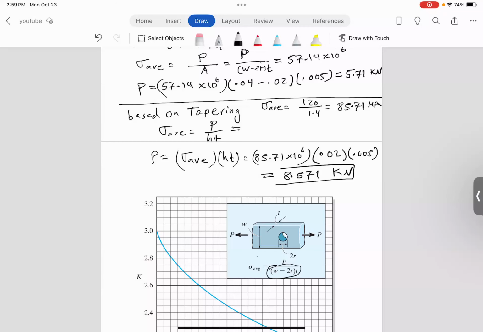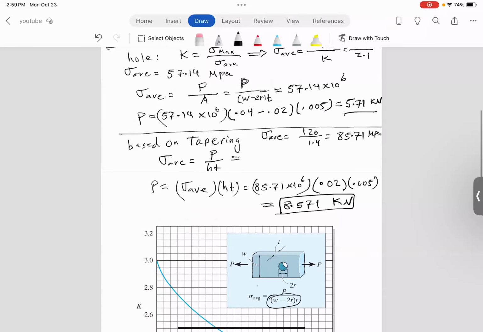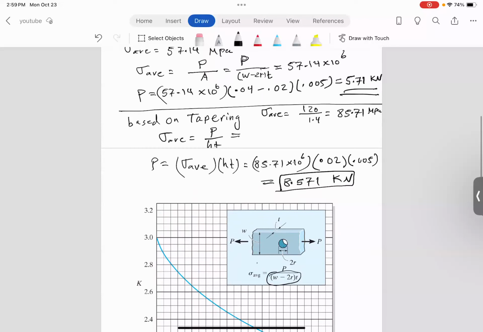So of course, between these two loads, 5.71 kilonewton and 8.571 kilonewton, the maximum load that we can apply obviously is going to be the smaller of the two. So the maximum load that we can apply to this plate is going to be 5.71 kilonewtons.